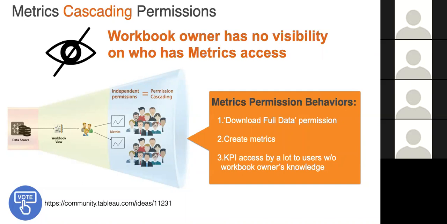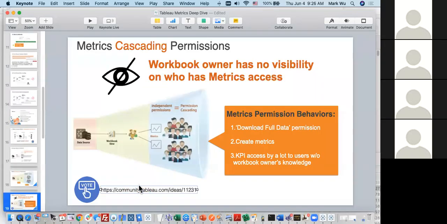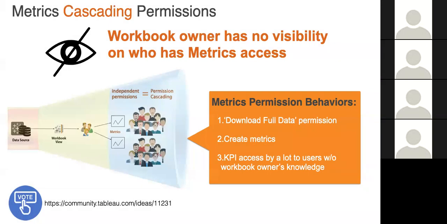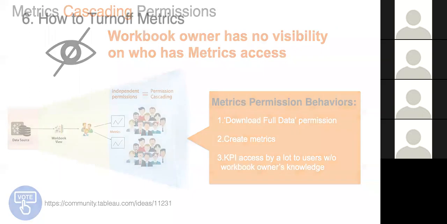Okay, I do also have another idea I just created, I think last night, when I was putting my thoughts together. If you think it makes sense to give the workbook owner visibility of all the metric permissions, help me to vote on this. Let me post this also on the chat. You may not care, which is fine. But for me, this is the biggest thing: potential data access chaos I can see in a large environment. Things may get out of control a little bit, but there's good news.